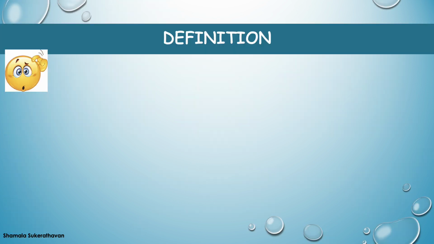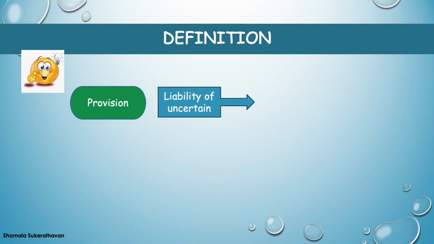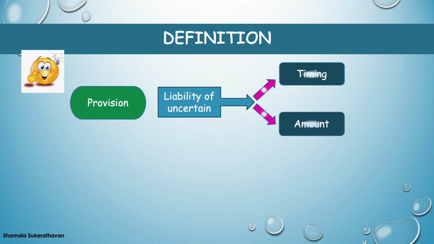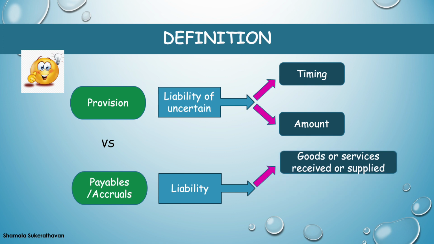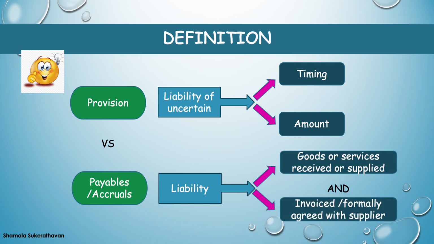Question: how to distinguish provisions from other forms of liabilities such as payables and accruals? A provision is a liability of uncertain timing or amount. By contrast, payables and accruals are liabilities to pay for goods or services that have been received or supplied and have been invoiced or formally agreed with the supplier.